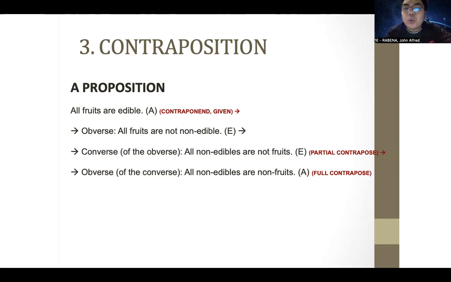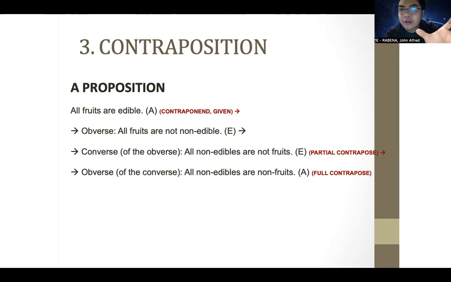Now, first, we get the obverse. How do we get the obverse of all fruits are edible? You change the quality and then contradict the predicate. So we change the quality, all fruits are not edible, and then we contradict the predicate. From edible, it will become non-edible. So the obverse would be all fruits are not non-edible.